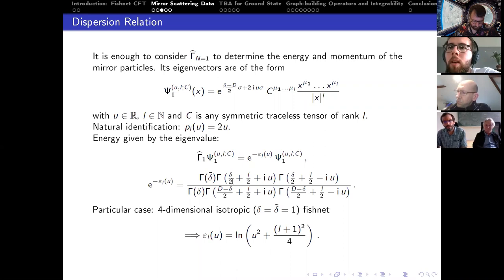Okay, so perhaps just a particular case of this expression is if you look at the Fishnet theory coming from N equals 4 super Yang-Mills. So you work in 4 dimensions and with isotropic Fishnet. Epsilon is just this simple expression, log of u squared plus (l plus 1) squared.